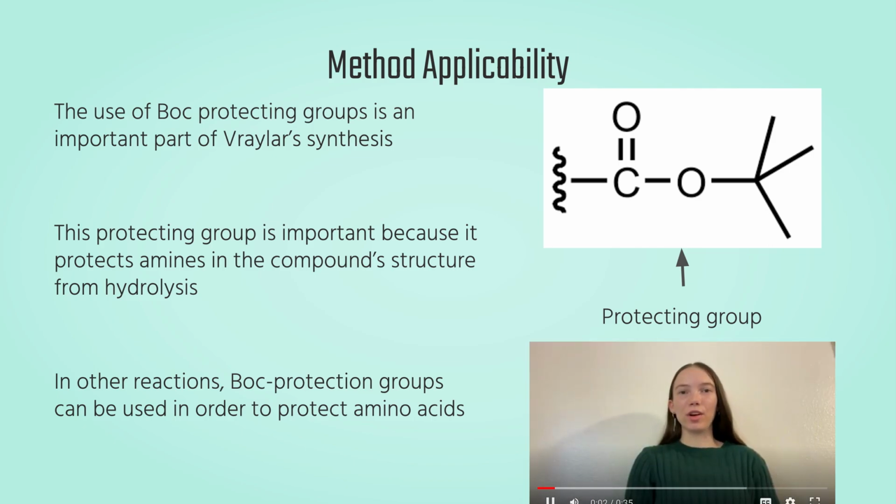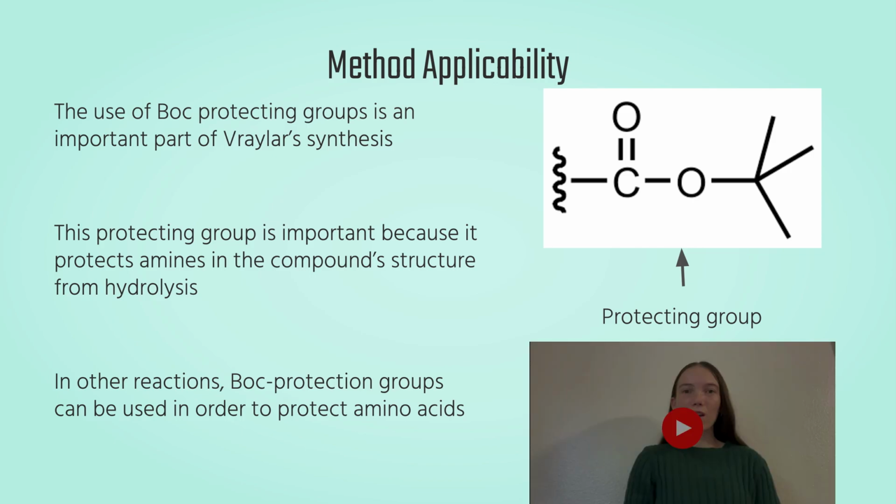A key feature in Vraylar synthesis is the presence of the Boc protecting group, which can be seen in the image to the right. The use of this protecting group is done twice in Vraylar synthesis, and it helps protect the amines from hydrolysis. In other kinds of reactions, such as peptide synthesis, Boc protecting groups can be used on amino acids to prevent polymerization and other side reactions from occurring. In order to remove the protecting group for other synthetic steps, simple carbamate hydrolysis and acidic conditions can be done.